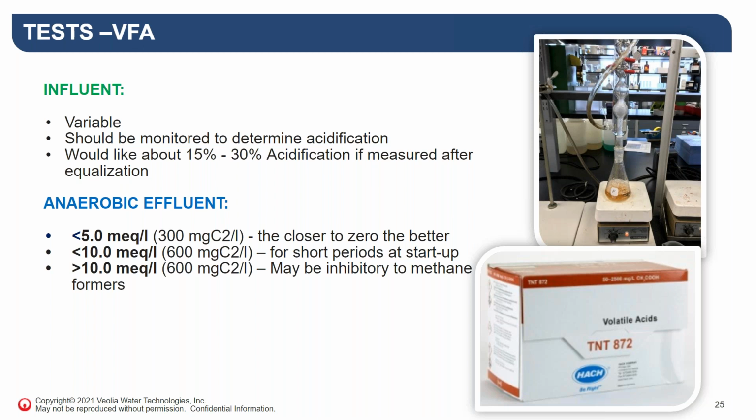You might have VFA between 5 and 10 if you're just starting up and you overload the system a bit. I wouldn't panic, but you need to keep an eye on it and make sure that it does come down eventually. If the VFA in the effluent is greater than 10 milliequivalents per liter, it could be inhibitory to the anaerobic methane formers, so you want to look around to see what's causing the issue and get it corrected.